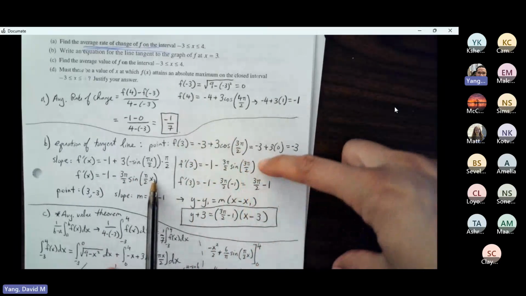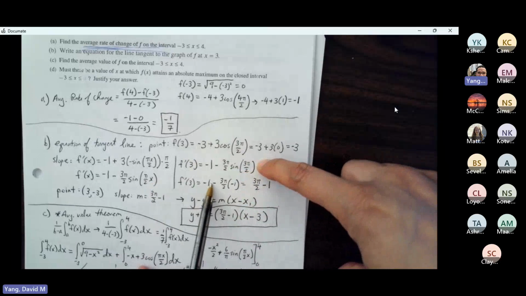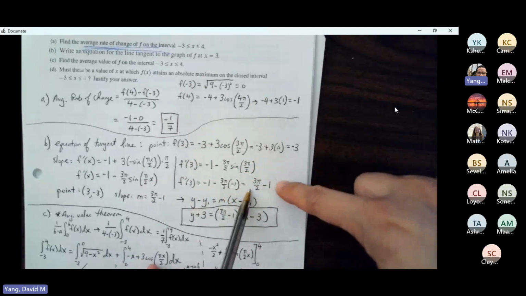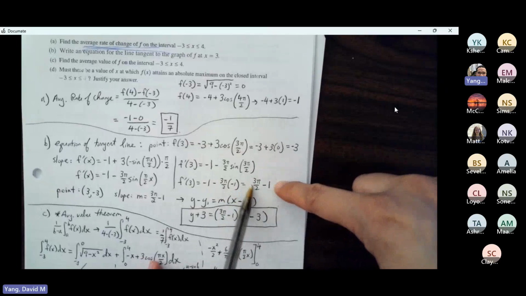And then sine of three pi over two is negative one. So negative one minus three pi over two times negative one is a positive. So negative one plus three pi over two, or three pi over two minus one. This acts as my slope. So I have my slope, I have my ordered pair, point slope form.